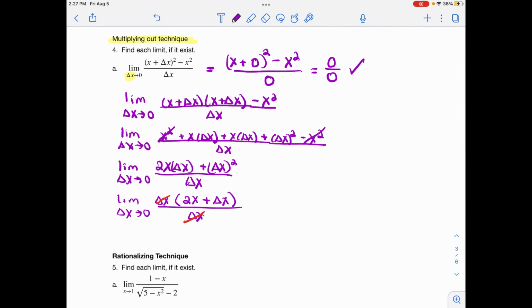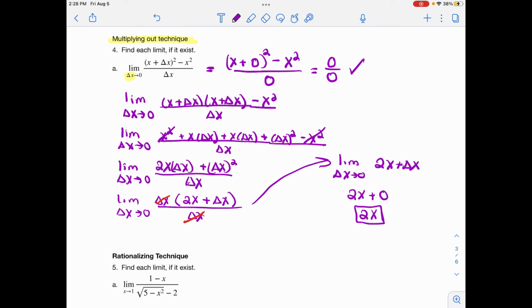So that tells us I might have been able to get rid of our indeterminate problem of 0 over 0. And that leaves us with this 2x plus delta x. So it's time to actually try direct substitution. So my limit notation disappears, and I replace the delta x with 0. And so my answer to this limit problem is 2x. And yes, I can have a variable in my answer.